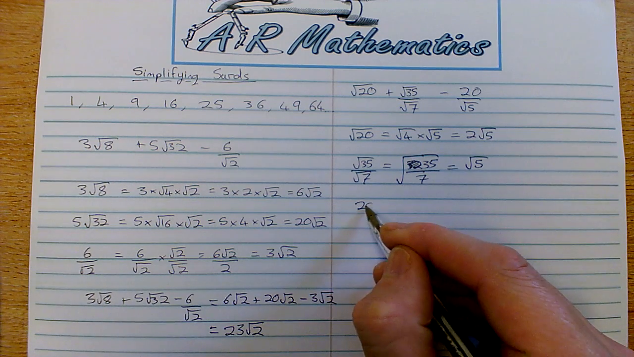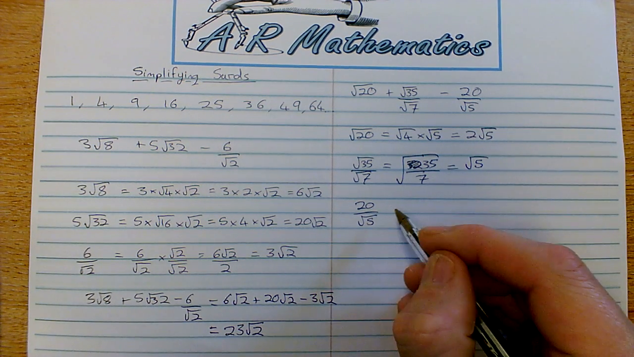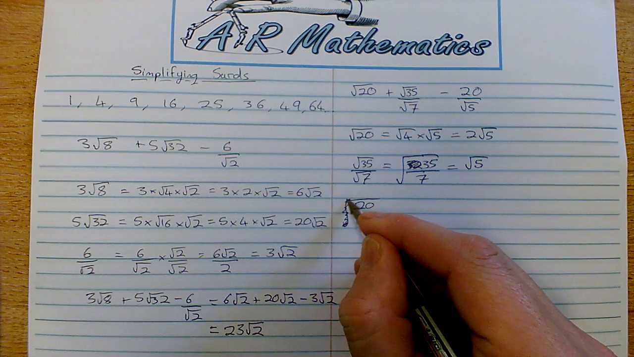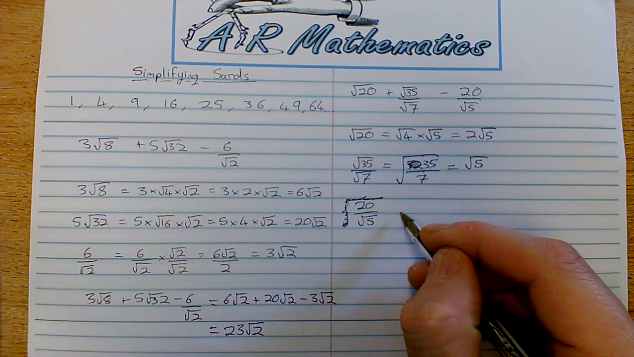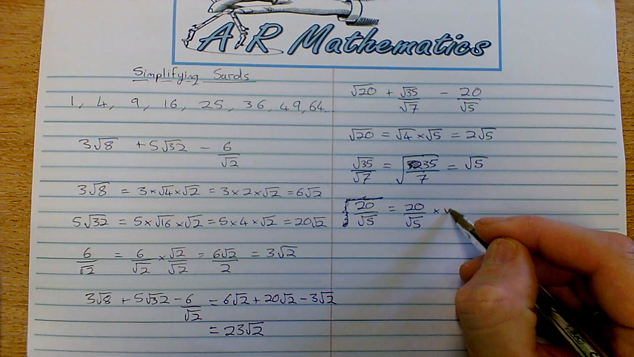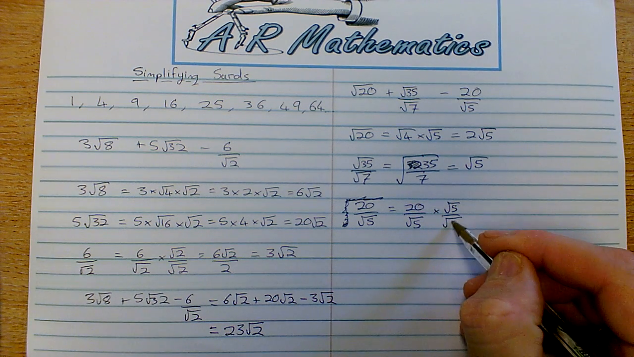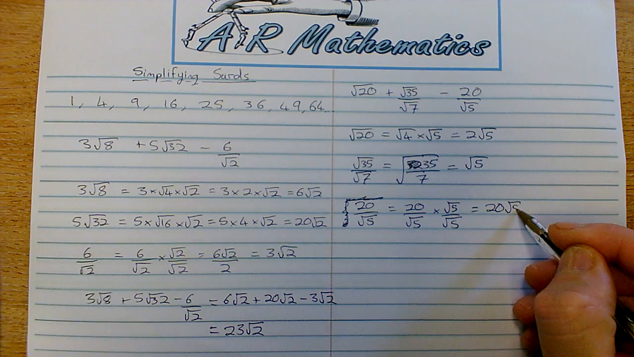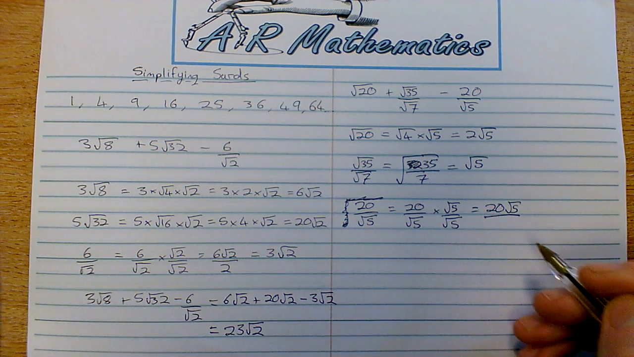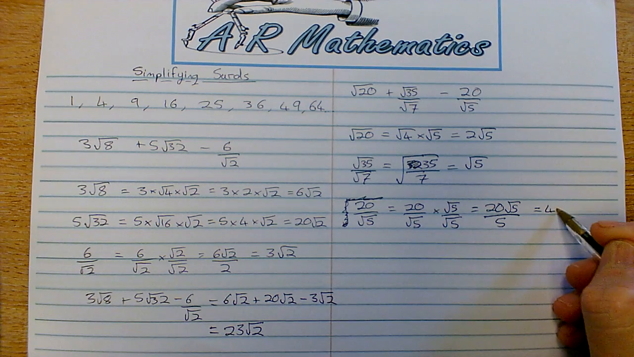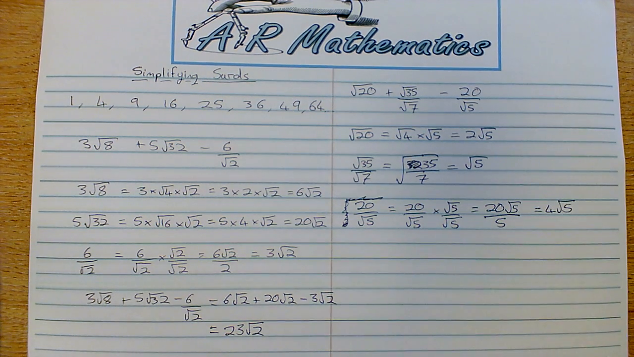And the final one, 20 over root 5. We're going to multiply top and bottom by root 5. So you have 20 times root 5 on the top, which is 20 root 5. And on the bottom, root 5 times root 5 is 5. And then 20 divided by 5 is 4, so this is 4 root 5.